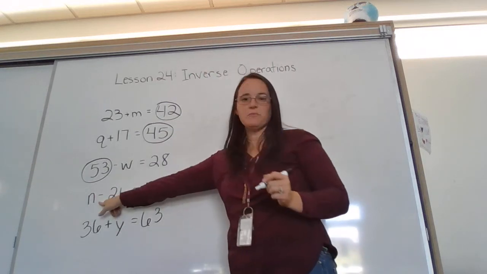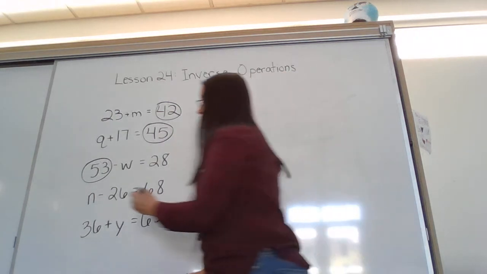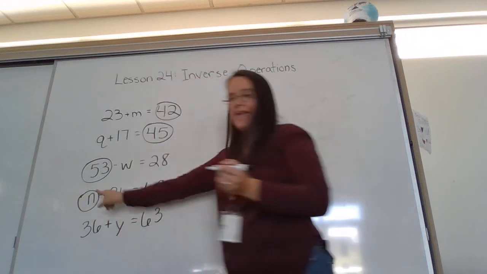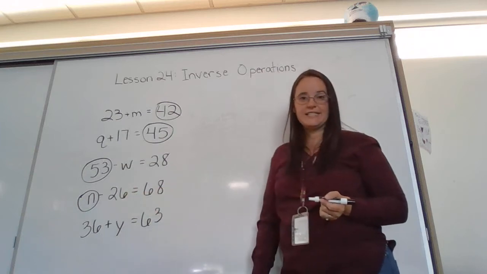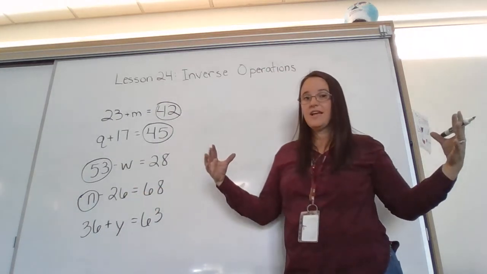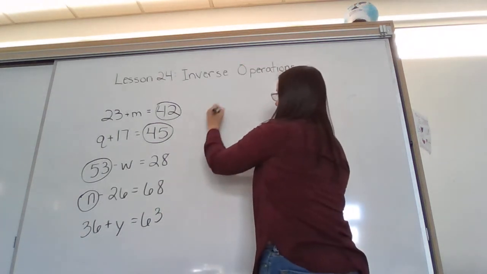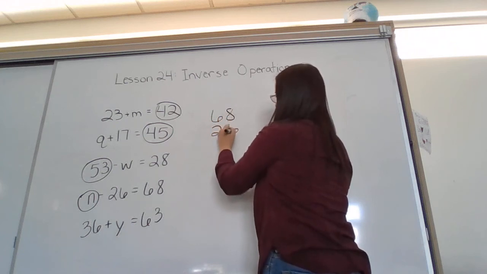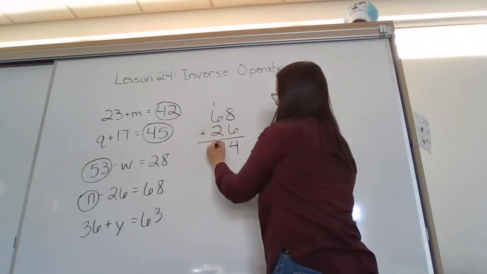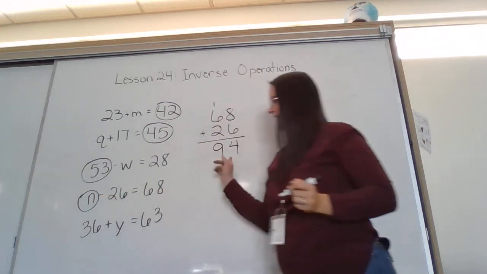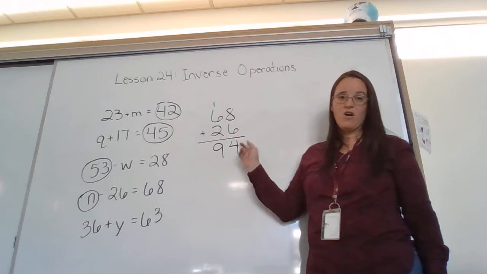All right, another subtraction problem. What's my biggest number? In this case, N. N has to be the biggest number. So what am I going to do with 68 and 26 to get a big number? I have to add. This is the case where you have to add them. So 68 plus 26, 8 plus 6 is 14, 6, 7, 8, 9. N is 94.